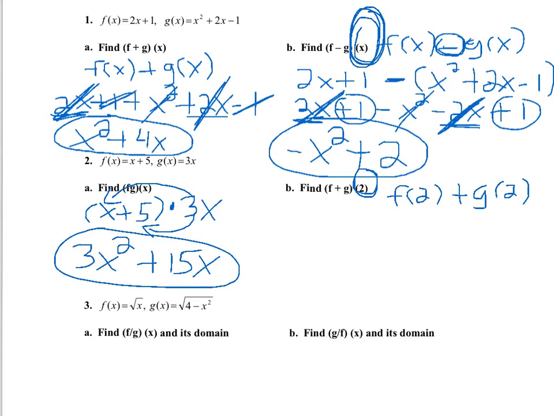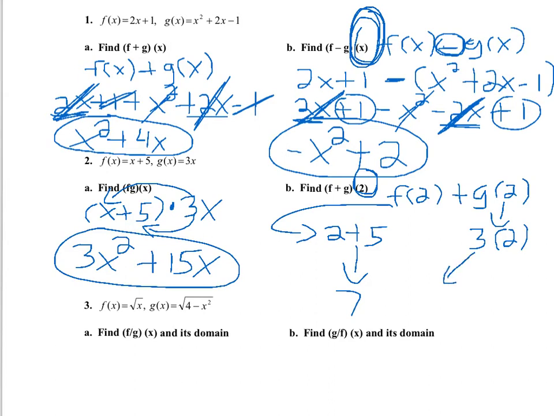So when we substitute, f of 2, well, that just becomes 2 plus 5. And that gives us 7. And then when we put 2 in for g of x, well, that's 3 times 2, which is 6. So then I just bring down this. So it's 7 plus 6, which equals 13.